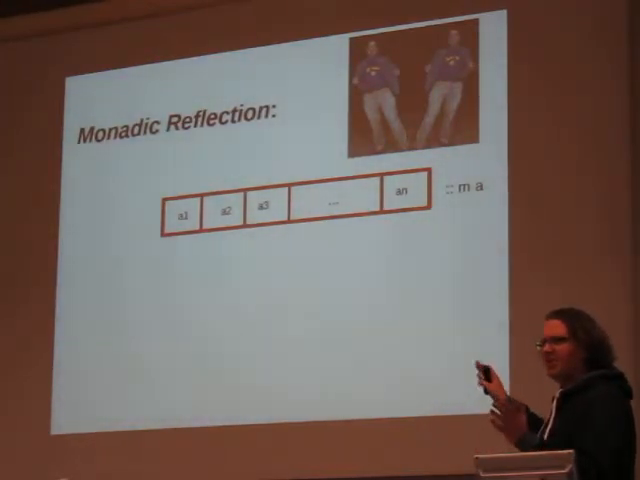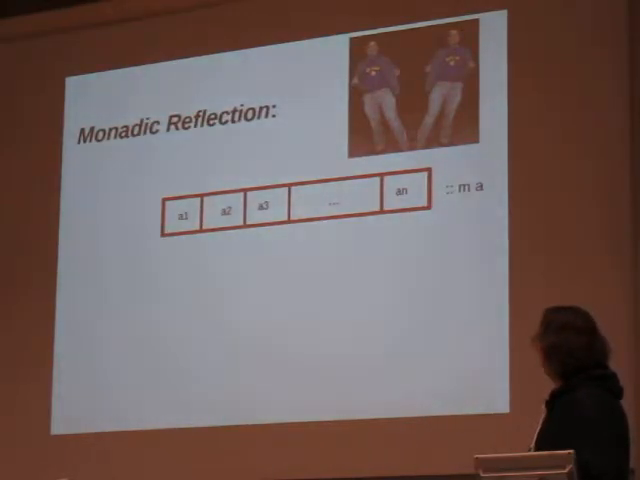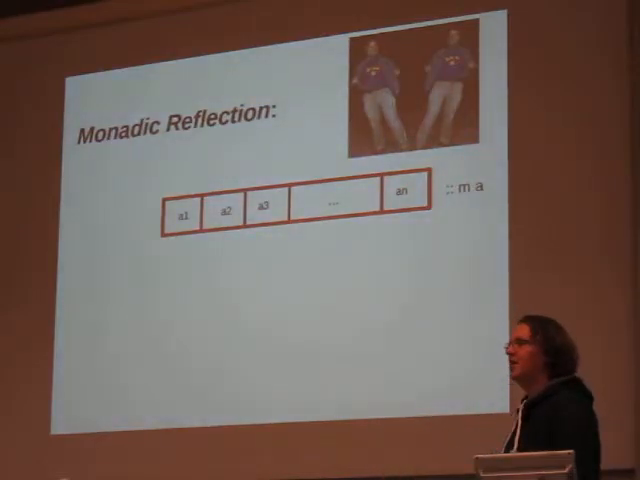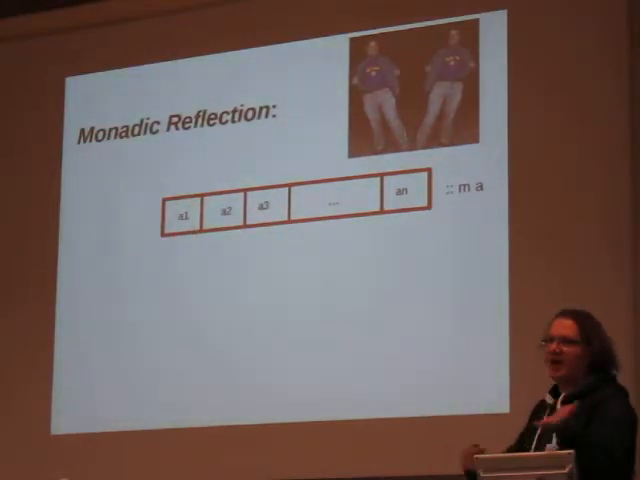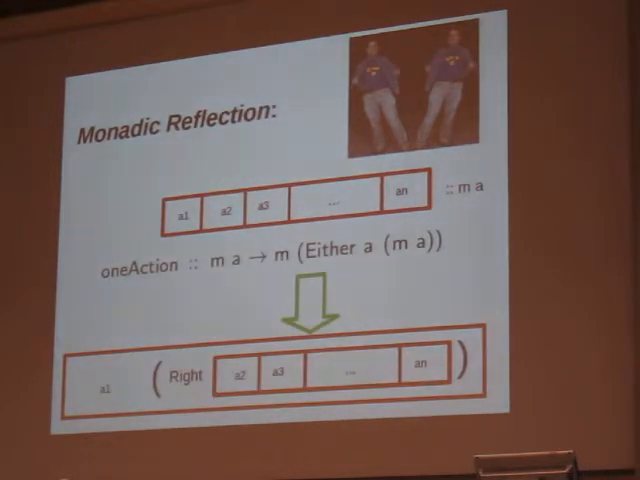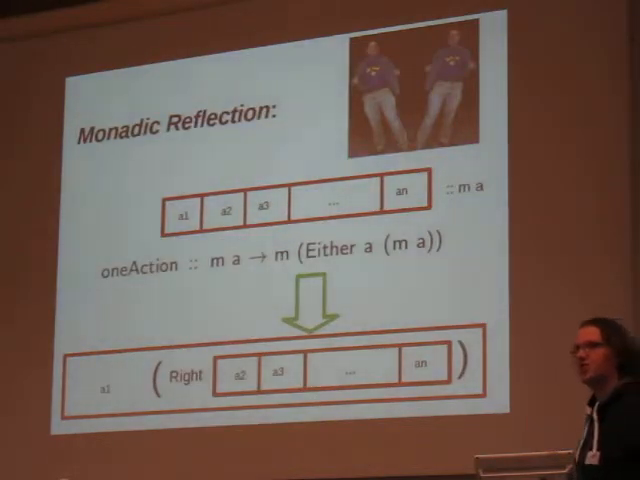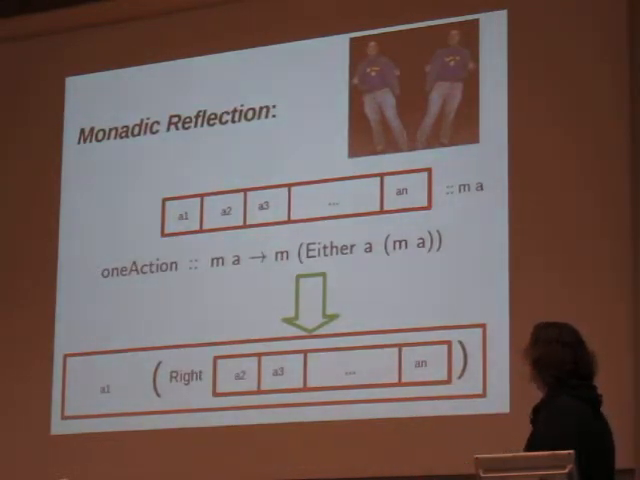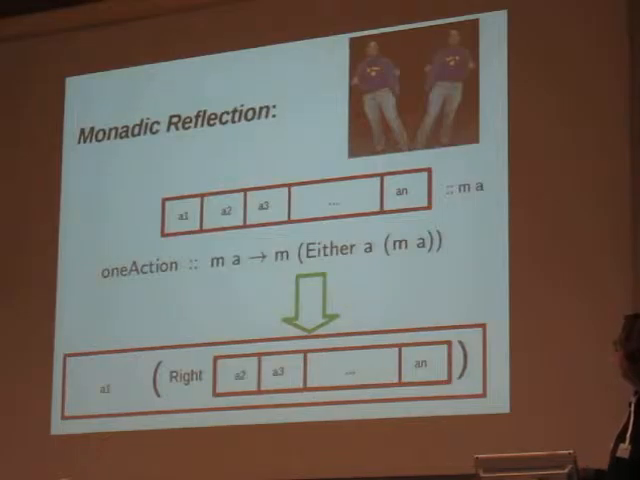So actually, this is a simplification, right? Because in reality, which actions will occur can depend on the outcome of the other actions, right? So it's a bit of simplification, but bear with me. So what monadic reflection is, is if you can sort of look inside this sequence structure, right? This sequence of actions.